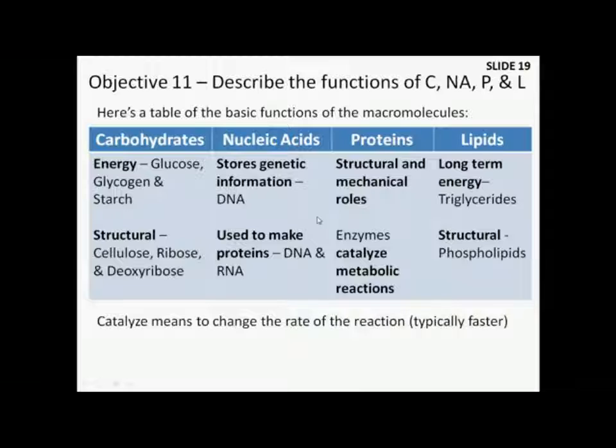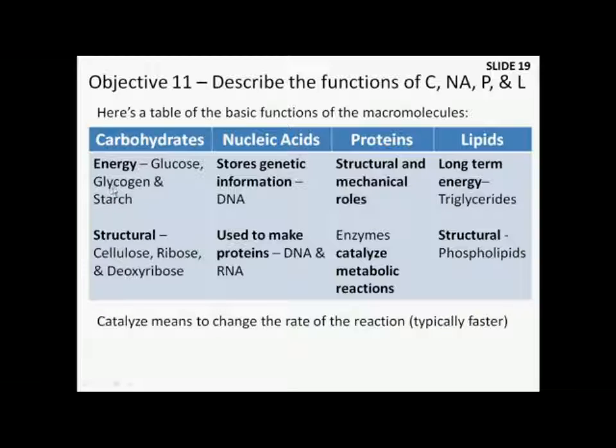Here's the table that is probably the table to remember for the function of all these macromolecules. Okay, you've already seen the structure of each one. Here's the function of each, and it's all summarized into one table. So I'm telling you right now, this table is pretty important. Here's the carbohydrates, first one we talked about. Basically an energy molecule. Okay, glucose, very important sugar we'll talk about quite a bit this year.